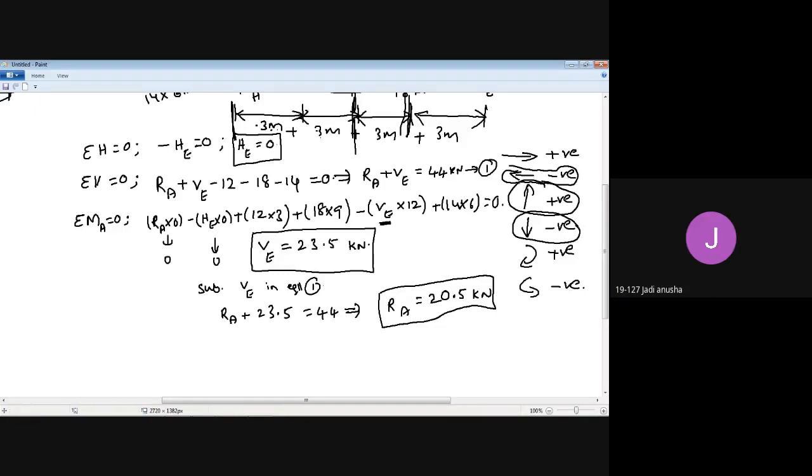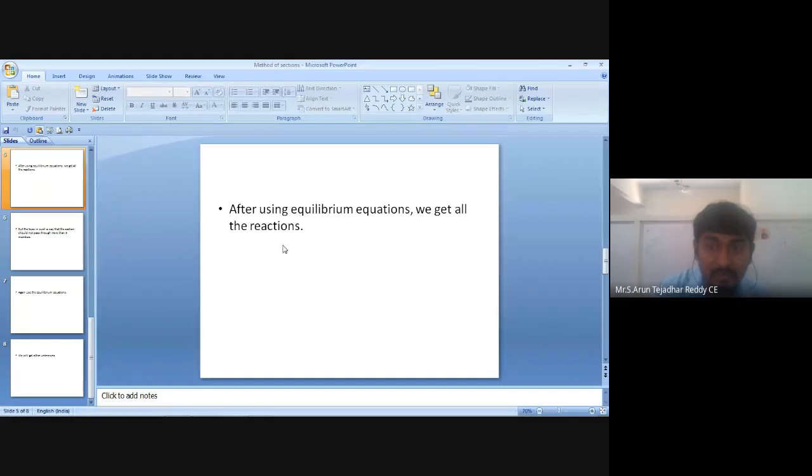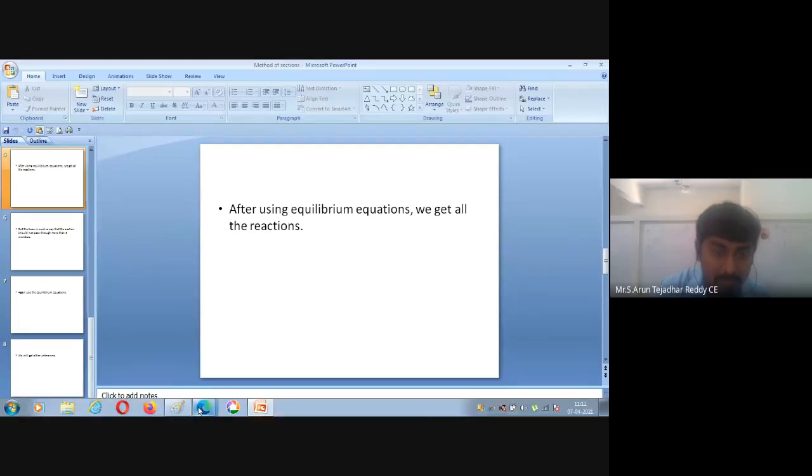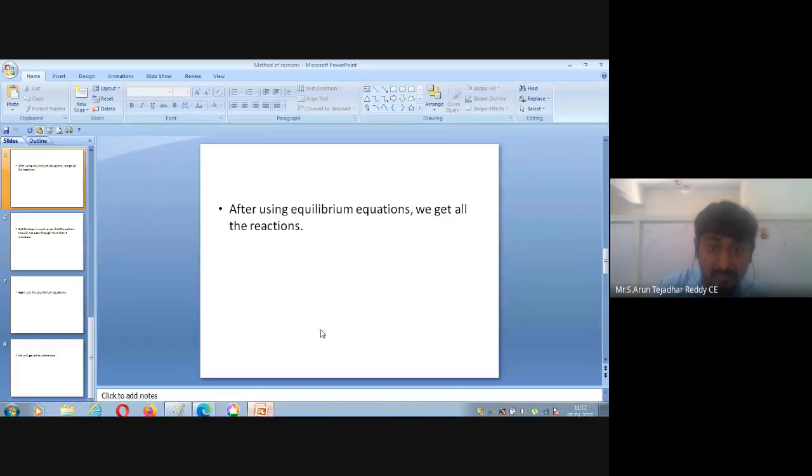Completed, sir. Okay. So after using the equilibrium equations, we get all reactions. By using equilibrium equations in this given truss, we got all reactions. Totally here, 3 reactions are there that we got: HE, VE, RA. Then we'll see what is the next step here.